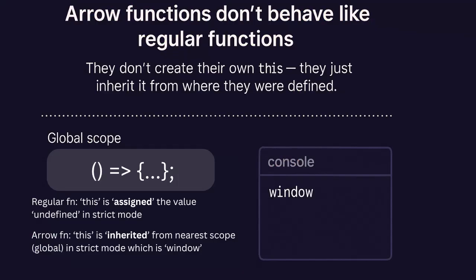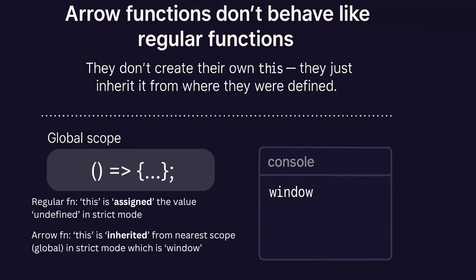So let me explain all of this. Arrow functions don't behave like regular functions. They don't create their own this, they inherit it from the scope in which they are operating. If you define this arrow function in a global scope, like we are doing here, then this inside is either undefined or window, but definitely not the button.